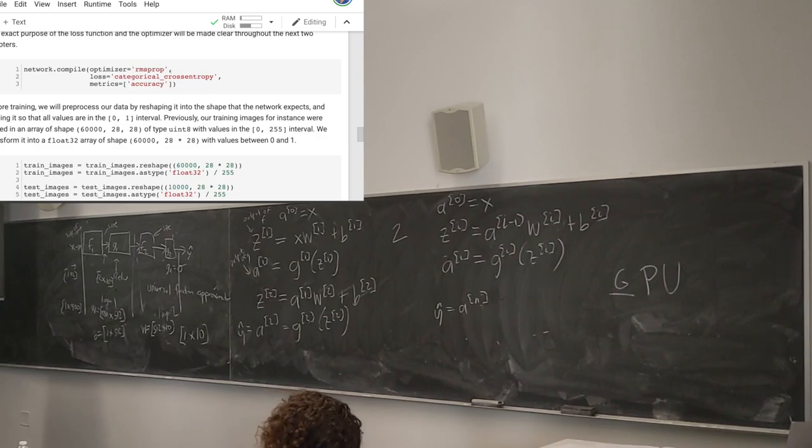The inputs actually come in at 0 to 255. We're going to scale them to 0 to 1. There's no inherent reason I think we need to do that. It would be interesting to try that out. Question?